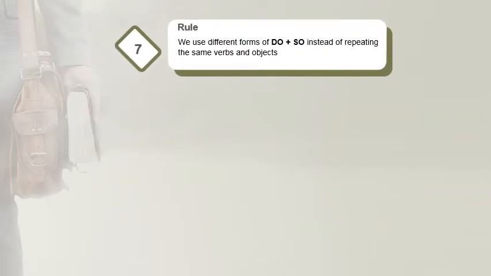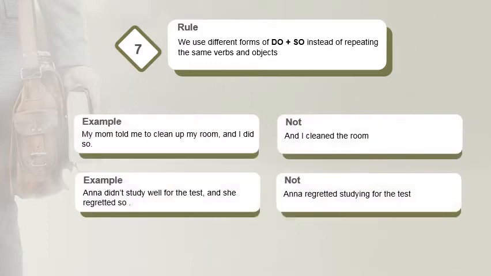Rule number 7. We use different forms of do and so instead of repeating the same verbs and objects. First example, my mom told me to clean up my room and I did so. Not, and I cleaned the room. Second example, Anna didn't study well for the test and she regretted so. Not, Anna regretted studying for the test.